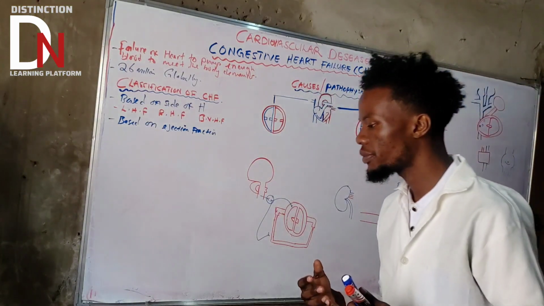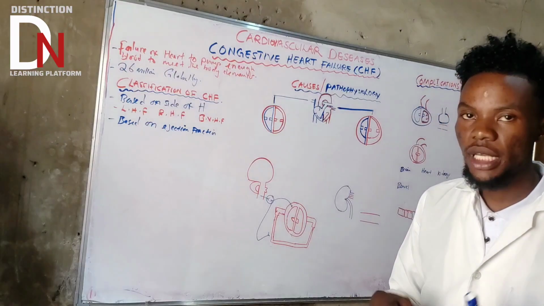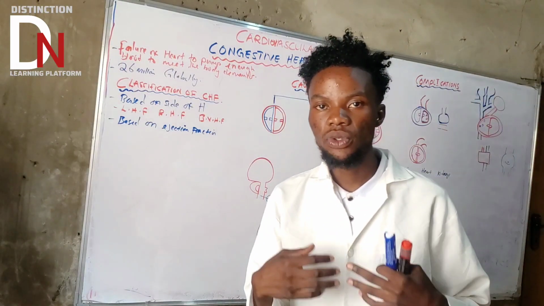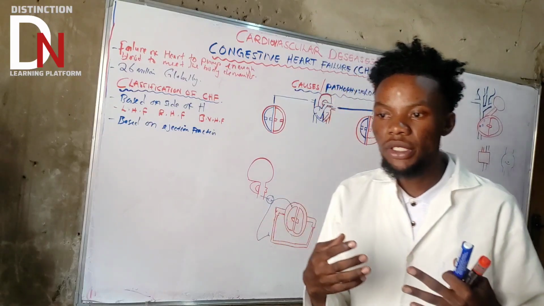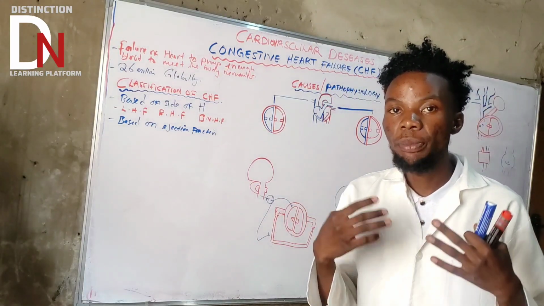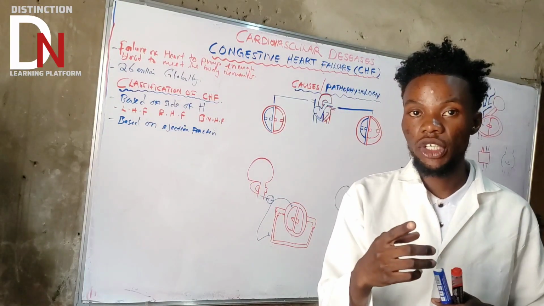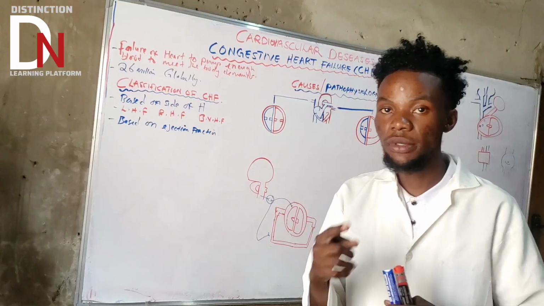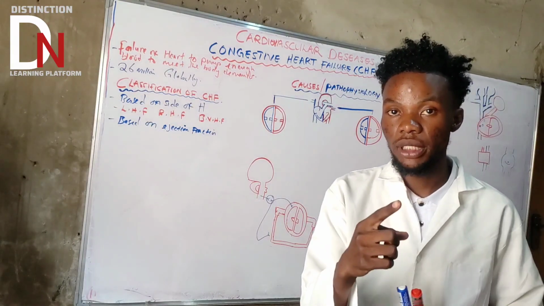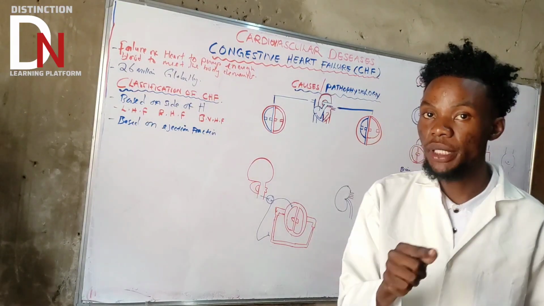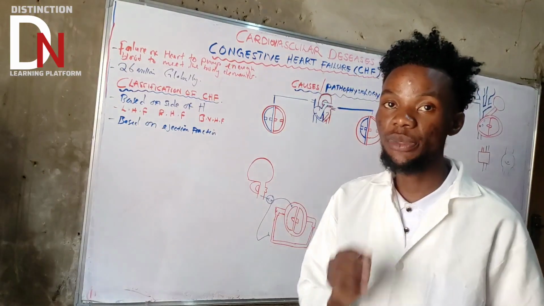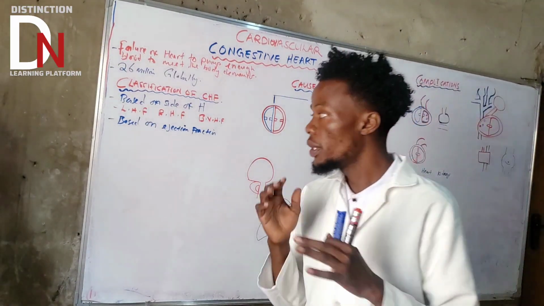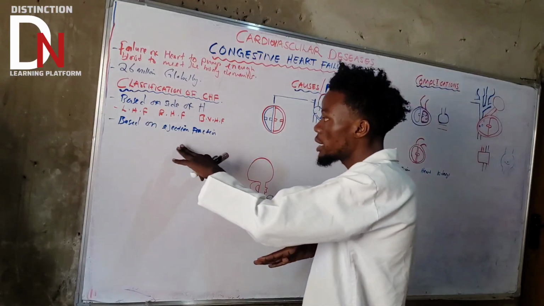So what is ejection fraction? Ejection fraction is just the amount of blood that's pumped out from each ventricle per beat. Not per minute, but per beat, and it has to be expressed as a percentage. Very, very important, because you need to understand ejection fraction.